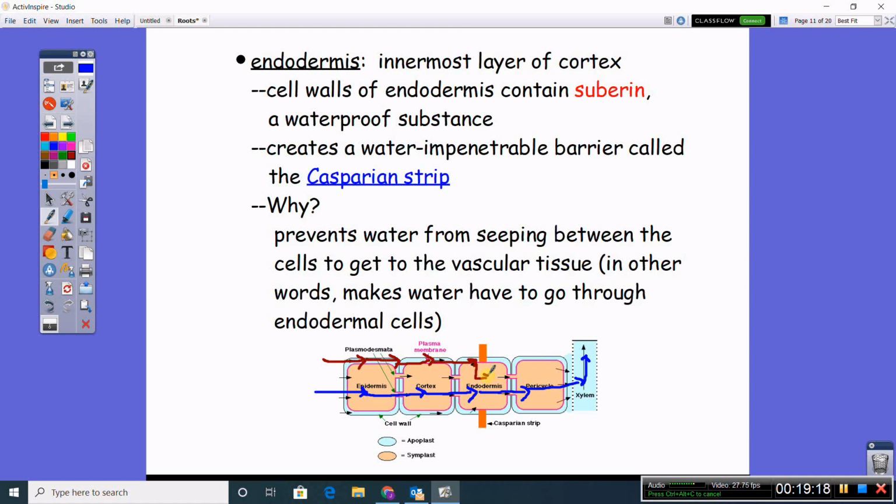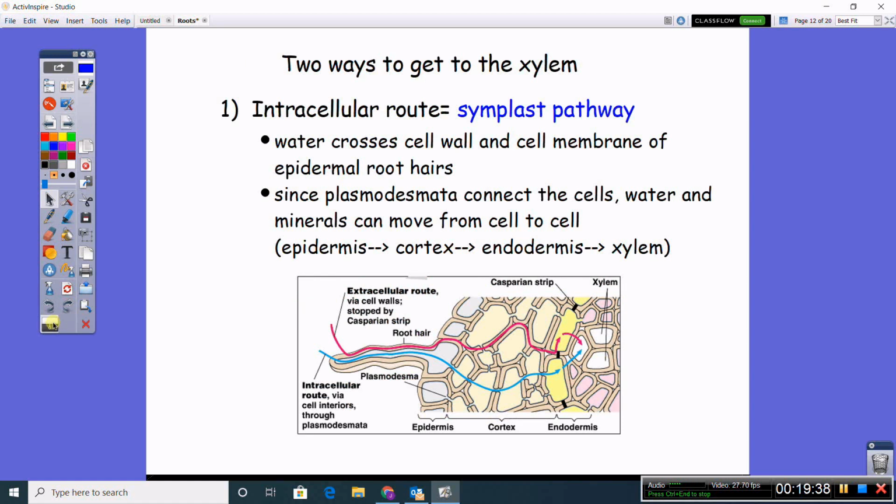So that is going to force it to actually enter the endodermal cell. And then it's got to travel the rest of the way within a cell instead of just traveling through the cell wall. So I hope that that makes sense. So we're going to take a closer look at that on the next page.